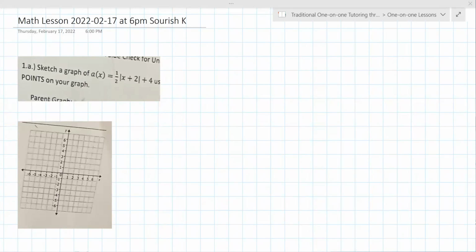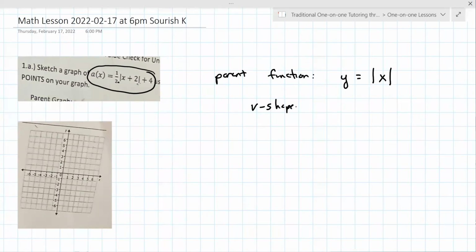If you're seeing my screen now, you see the graph, 1/2 absolute value, x plus 2 plus 4. Do you see that there? What is the parent function? The parent function is the absolute value of x. So this graph is V-shaped. And they want you to graph 3 points.